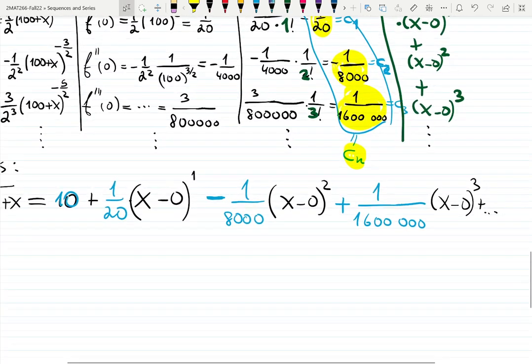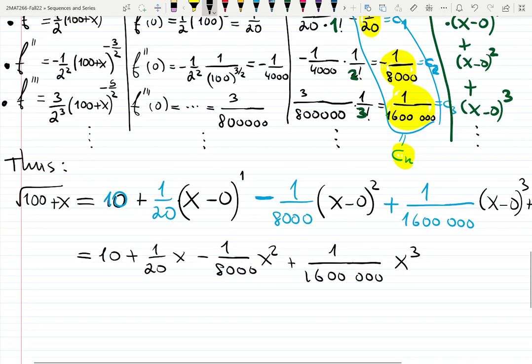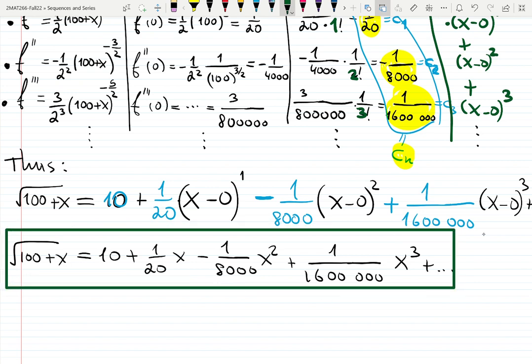While you are writing, I'm rewriting it to look nice. It equals 10 plus 1 over 20 x minus 1 over 8,000 x squared plus 1 over 16 times 1, 2, 3 x cubed. That is a nice looking answer. The square root of 100 plus x equals this, and it's infinitely going. This is the answer. This is a Taylor series at 0, which is a Maclaurin series, for the given function.